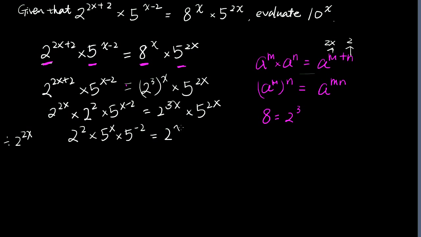Okay, this becomes x. Because when I have 2 to the power of 3x divided by 2 to the power of 2x, I will have 2 to the power of 3x minus 2x, which gives me 2 to the power of x. That's why on the right hand side, when I divide the whole expression by 2 to the power of 2x, 2 to the power of 3x becomes 2 to the power of x. Okay, so for 5 to the power of 2x, I'll still copy it down.